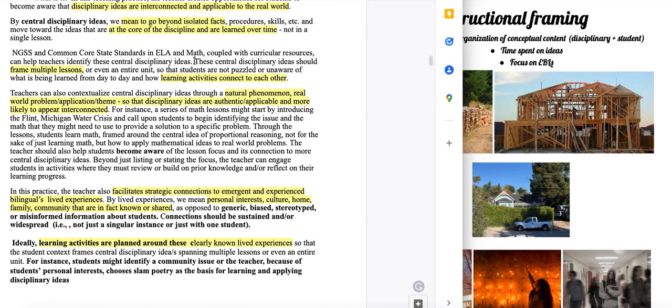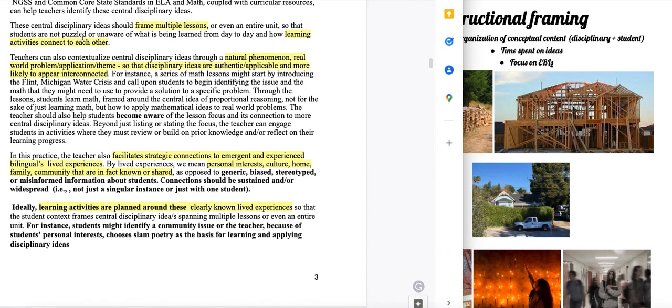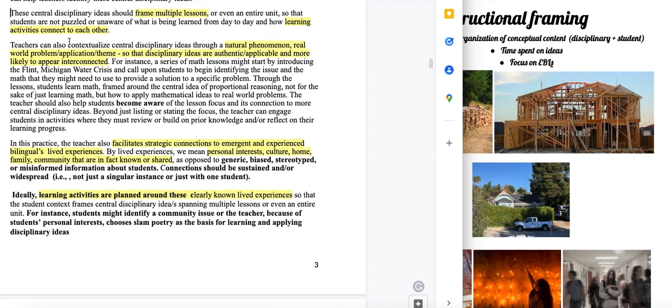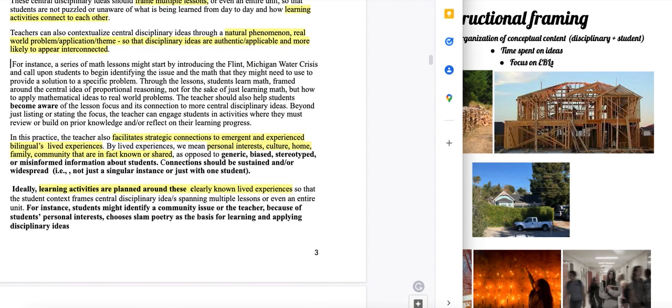And here, yes, we can figure out what those central ideas are by looking back at the curriculum if we're not sure. Again, looking at the length of time, we want to see these relationships and connections between ideas sustained over time. Teachers can also contextualize central disciplinary ideas through natural phenomena, real-world problems, applications, and themes, so that disciplinary ideas are authentic, applicable, and more likely to appear interconnected. Here we're talking about using a natural phenomenon as framing for a given lesson, ideally multiple lessons, to continue building on that notion of coherence, making these ideas coherent.